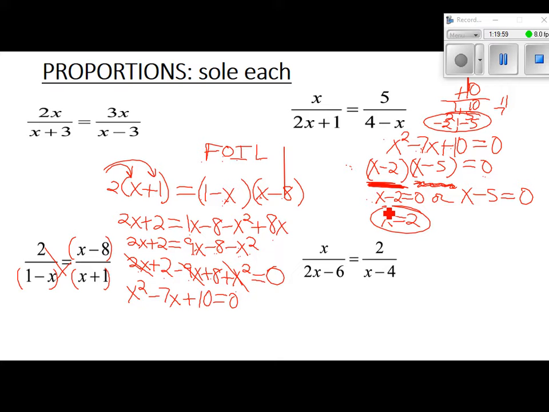The second one, we look here, and we say, what fits in here for x to make this one 0? And in this case, x would have to be 5. Those are our two answers.